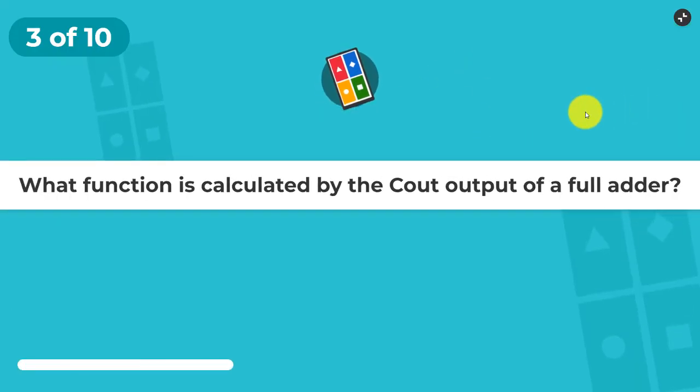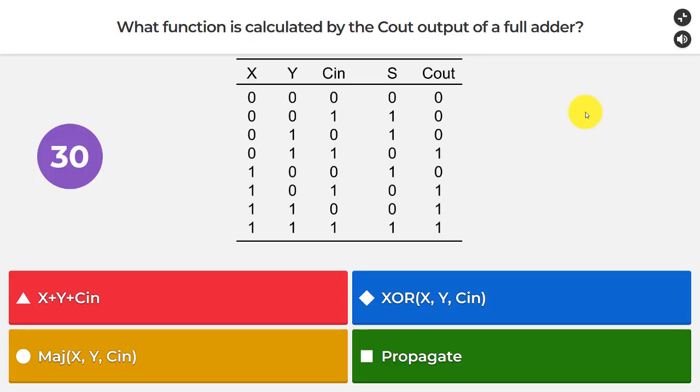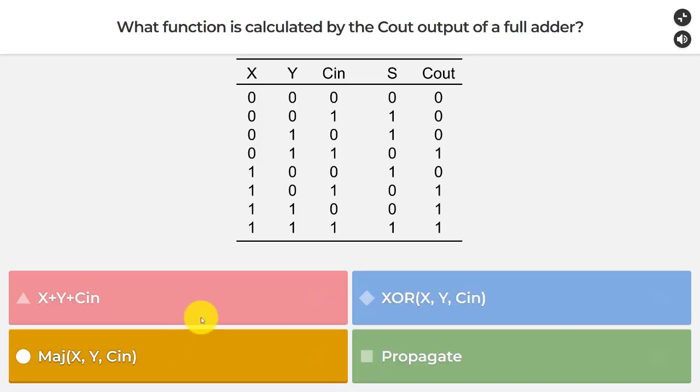That's just to question number 3, where what function is calculated by the Cout output of a full adder. So here we see the truth table of a full adder, and is the Cout output doing x plus y plus Cin? Is it doing XOR of x, y, and Cin? Is it doing the majority of x, y, and Cin, or is it doing propagate? And it's really important to look at this full adder. It's one of our main components that we're going to use, and of course the Cout output is the majority of x, y, and Cin.